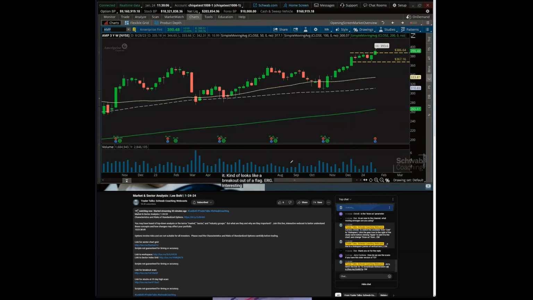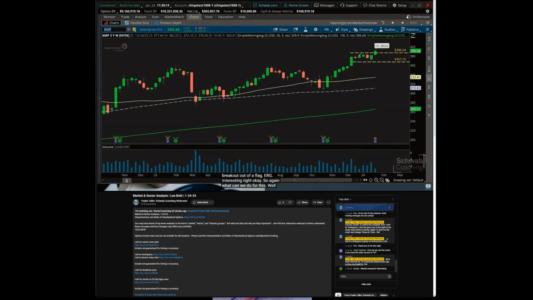Interesting, right? Okay, so again, what can we do for this? Well, number one, is it a flag? It's in here 1, 2, 3, 4, 5. Yeah, so flags are 1 week to 3 weeks. So we've got 5 trading days. So it is a flag by that definition.